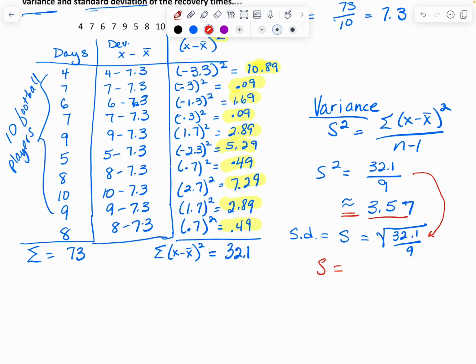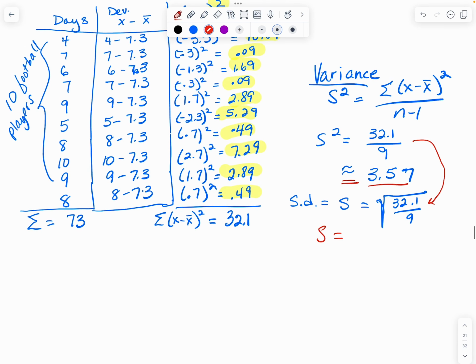And so now that we have that value, my s we said was approximately 1.888 something something something. So depending on where it tells you to round, that would be 1.89. Oftentimes it's going to tell you to round to the same number of digits, with the variance and standard deviation all rounded to the same number. And that would be your standard deviation.